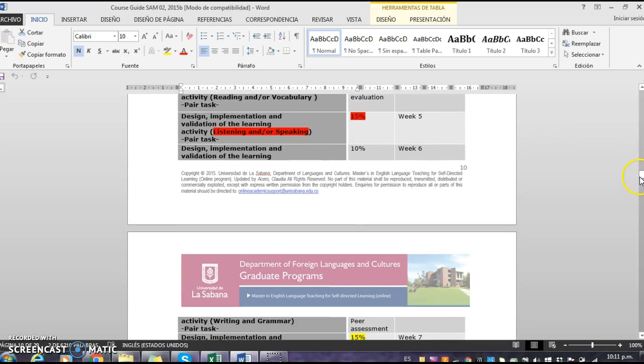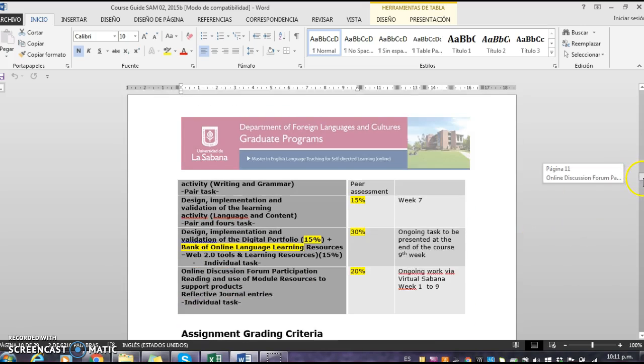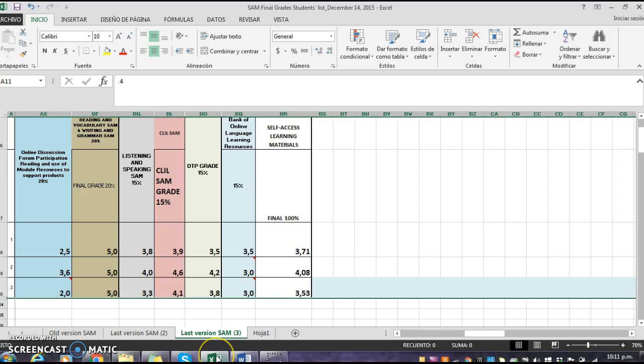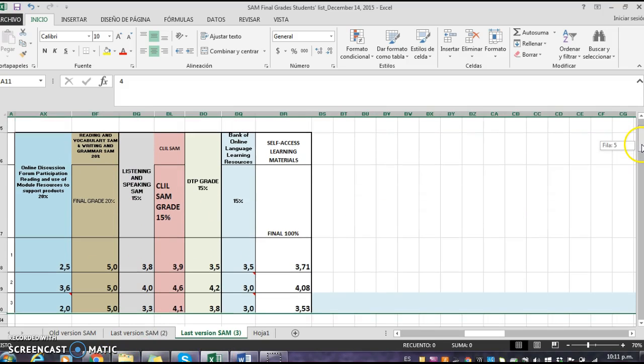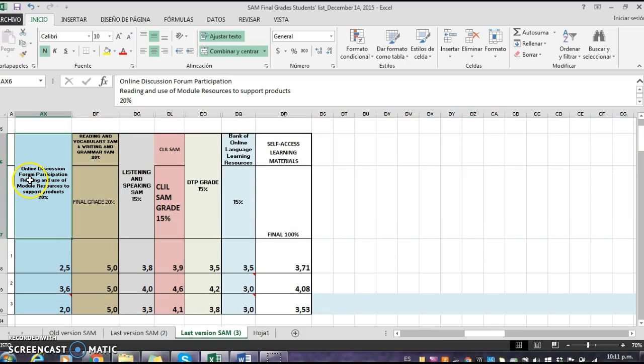In this initial idea that I have to evaluate, there were certain percentages that were considered, and this is what you are going to find in the rubric and in the checklist that I'm going to send you. Initially, the online participation and discussion forum was graded at 20%.